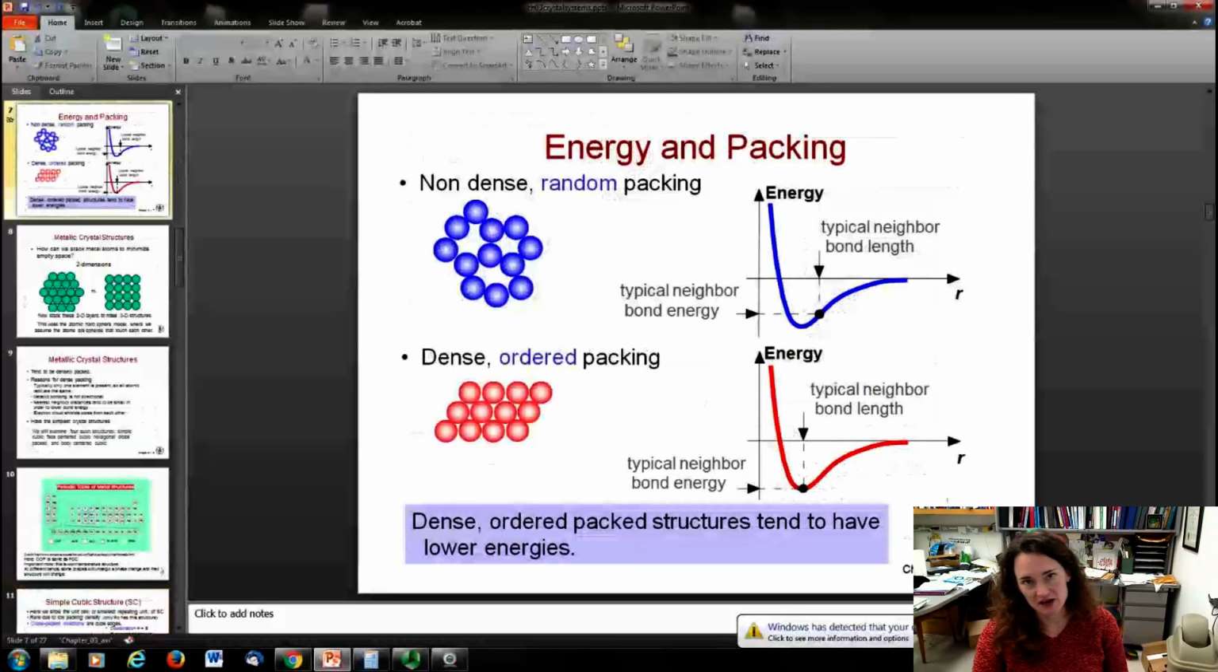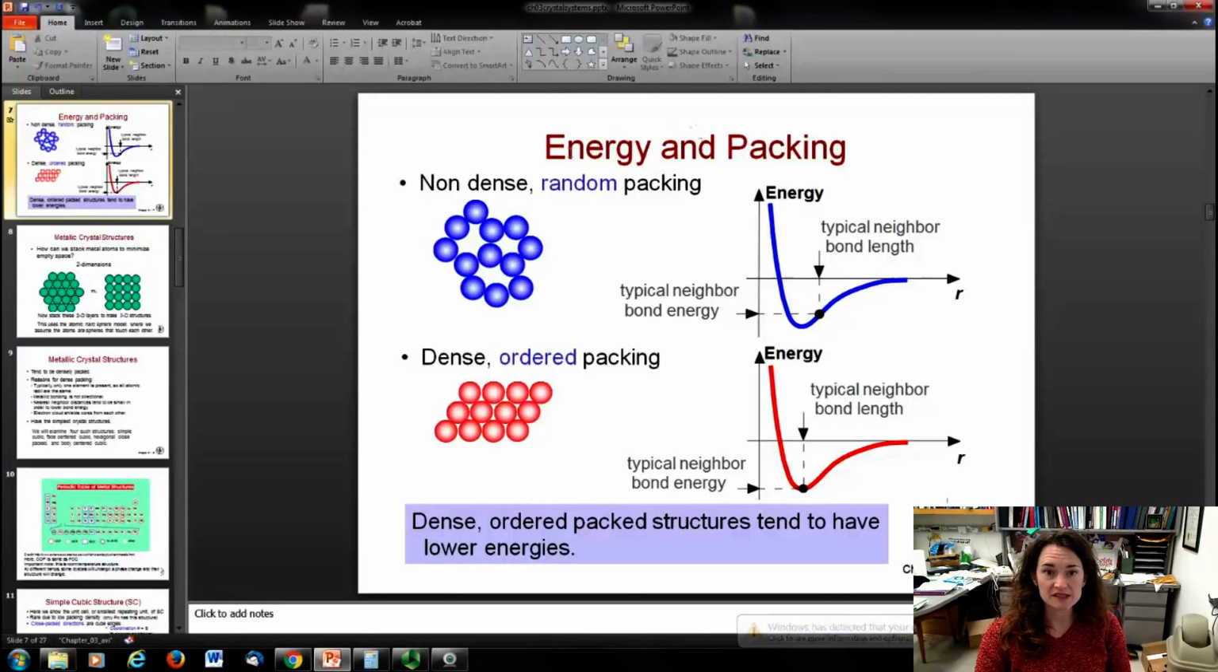Okay, but moving back on, for the energies, what happens is in crystal structures for dense ordered packing, then you're going to have an energy that's going to be minimized. They tend to have lower energies, and they have a typical bond neighbor length that's sitting right down there at the minimum of this bonding energy curve that you can see. So crystalline structures tend to have lower energies than amorphous structures.